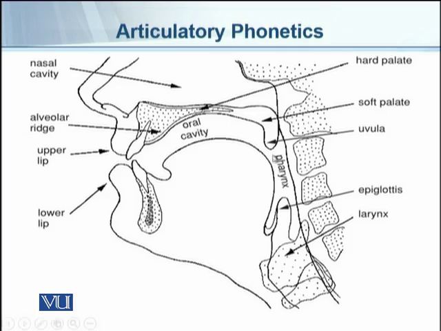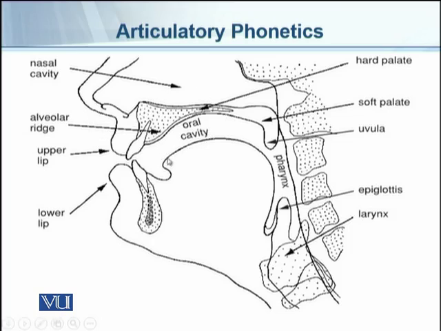When it is down, we can make a nasal sound. When it is up, it is stuck to the wall of the pharynx, and we cannot make a nasal sound. We can only make an oral sound. So this is the figure which tells us the different articulators. All these places are articulators. They help us in producing different sounds.